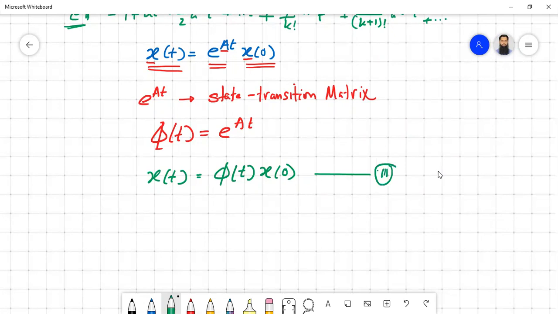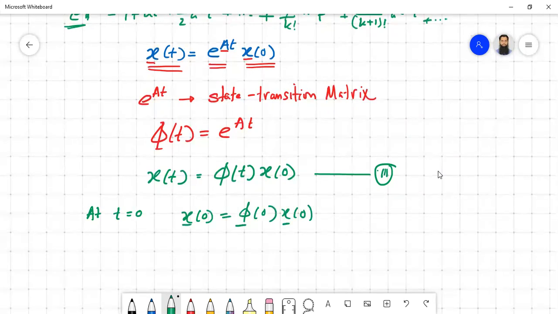Now, the first property is, what happens at t equal to 0. At t equal to 0, you can see that x0 equals Phi(0) x0. Since they are all matrices or vectors, if you take the common thing from each side, you can say that the identity matrix equals Phi(0).